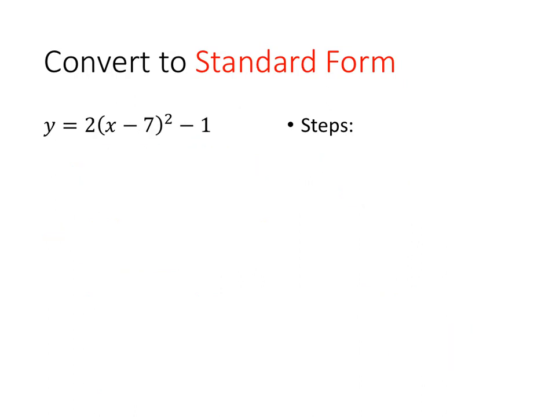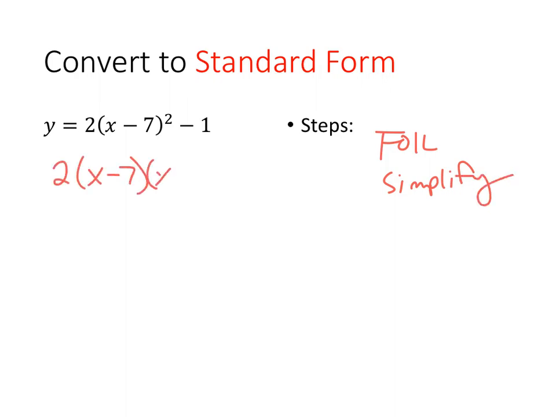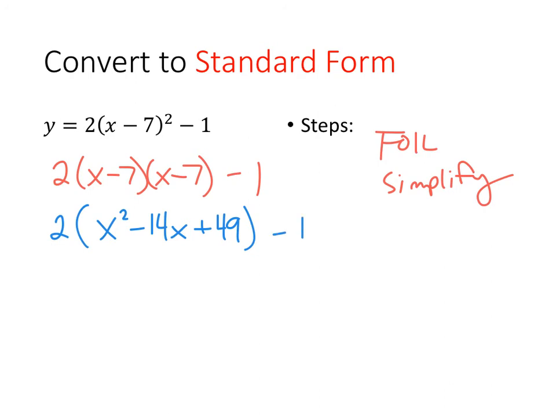Alright, so I can do the same thing with another example here. We're just going to FOIL, and then we're going to simplify. So I'm going to expand this first. So 2 times x minus 7 times x minus 7 minus 1. That gives me 2 in parentheses x squared minus 14x plus 49 minus 1, because when I FOIL that out, I get negative 14x plus 49.